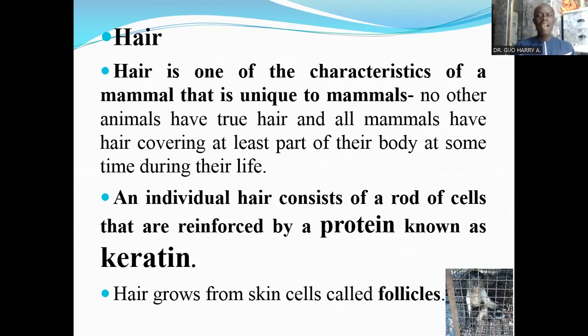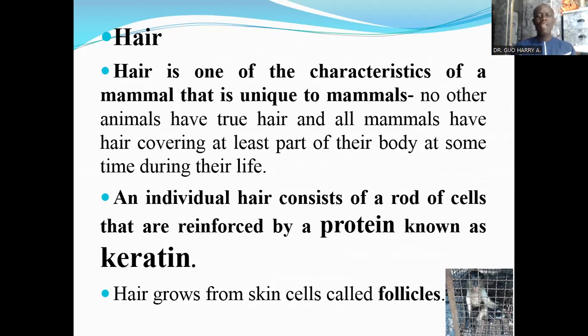No other animals have true hair, and all mammals have hair covering at least part of their body at some time during their life. From humans down to the rats, to whales that are found in the ocean, dolphins, all of them share this very important feature. They all bear hairs. Like humans, we have hairs in our skin, in our private parts, on our head, and many other parts. The dolphins have hairs too, and the hairs are more pronounced among their young than the adults. But they also have hairs as whiskers and in many other parts of their bodies.